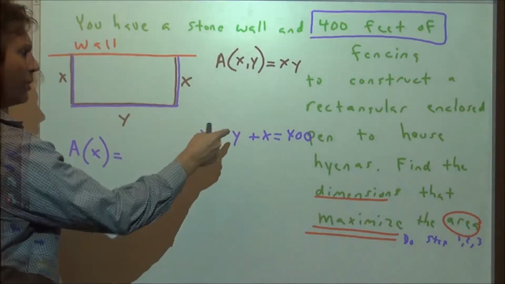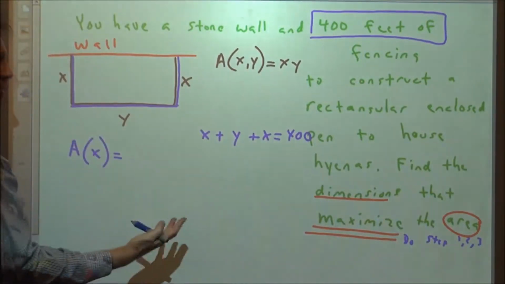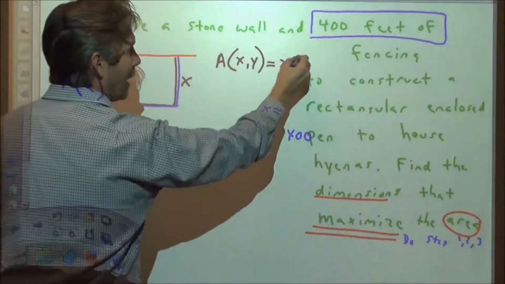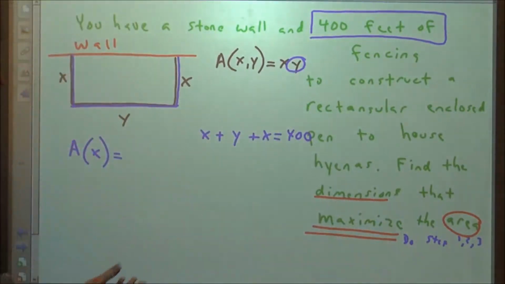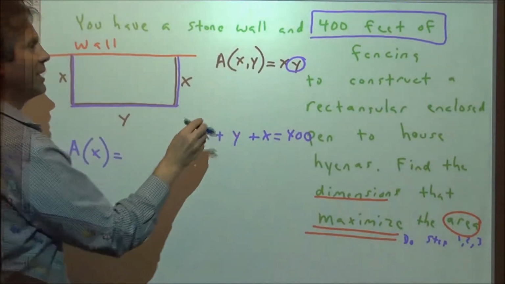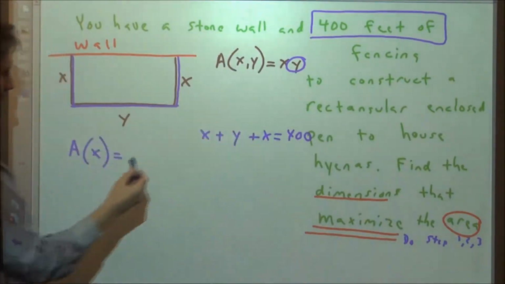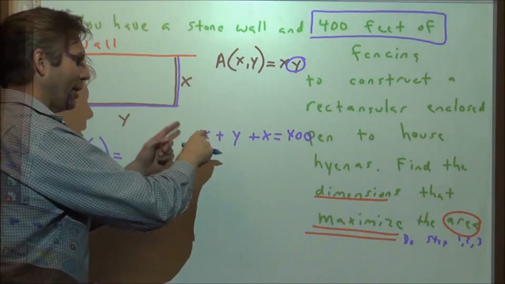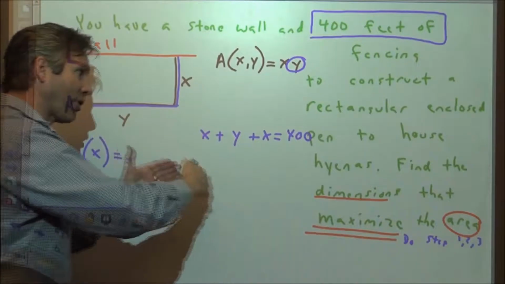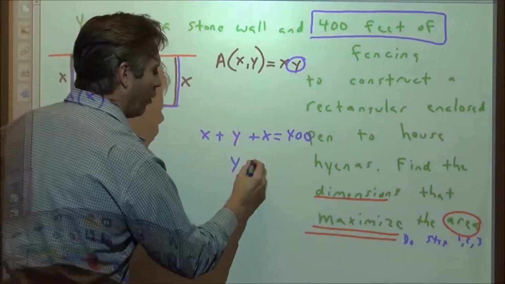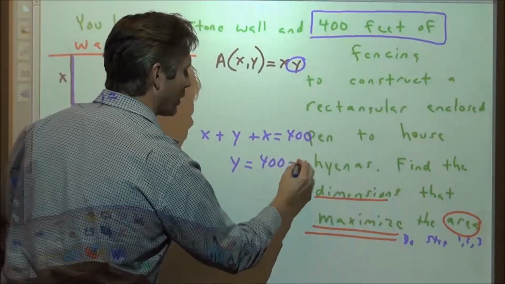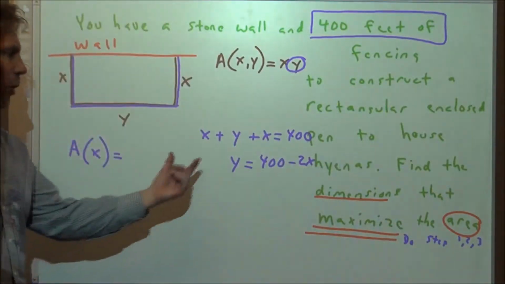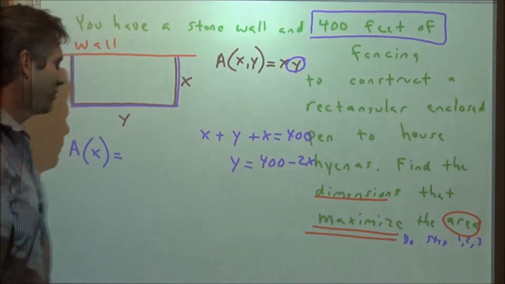Now what I want to do is use that relationship between x and y to solve for y in terms of x, so I can replace y with that algebraic expression in the original function, taking it from a function of 2 variables to a function of just 1 variable. So let me solve for y. Right now x plus x is 2x, so I'm going to subtract 2x from both sides, and hopefully you can see then that y has to equal 400 minus 2x.